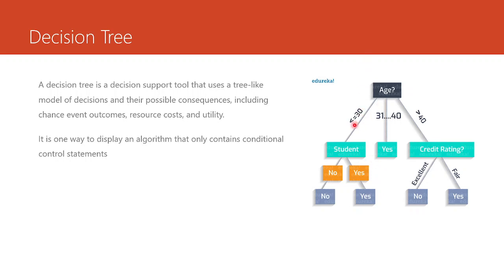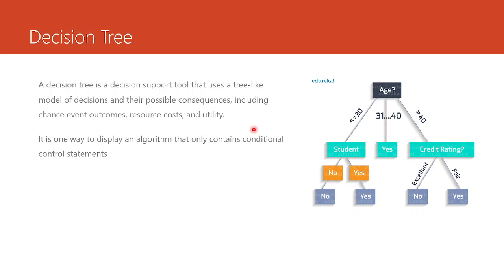But if age is less than 30, we know that it is a student. If this is a student, we will ask whether you want to go or not. So the yes or no are predicted from their decision. If the age is greater than 40, then we know this is a senior, who actually deserves a credit rating. And if he deserves a credit rating, it can go up to excellent or fair. So this is a decision tree, where each node is derived from its parent node based on some given condition.